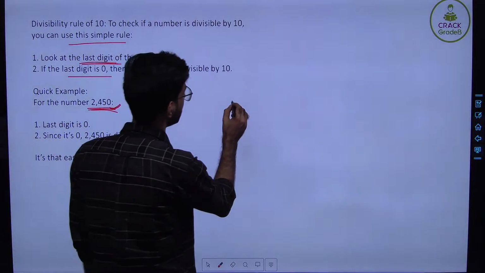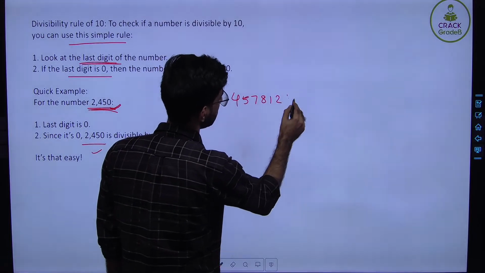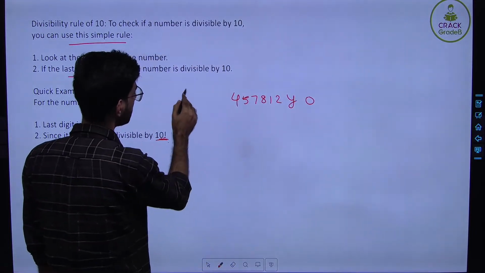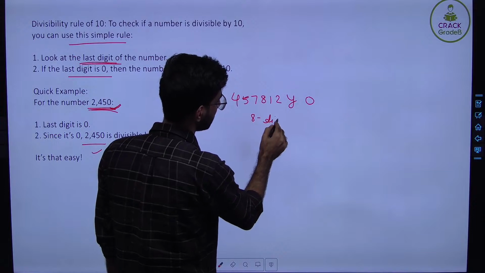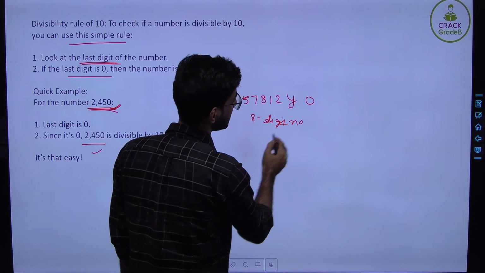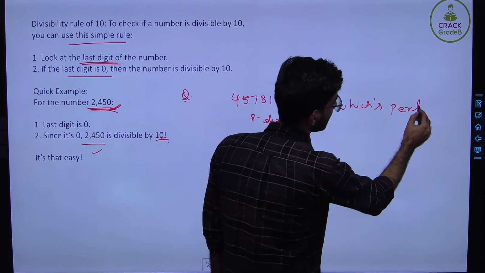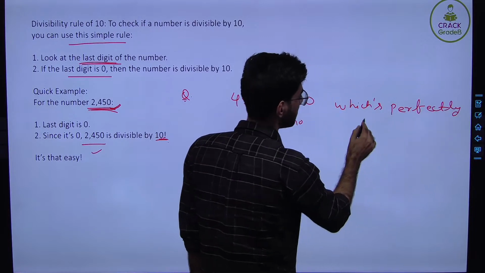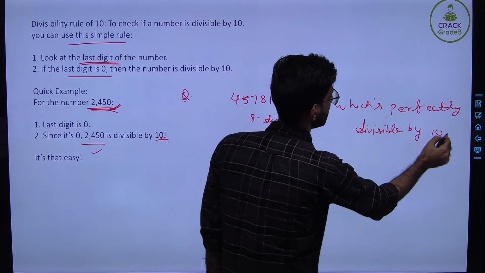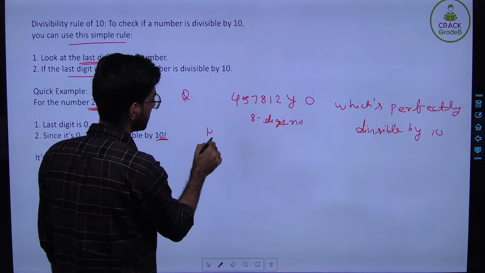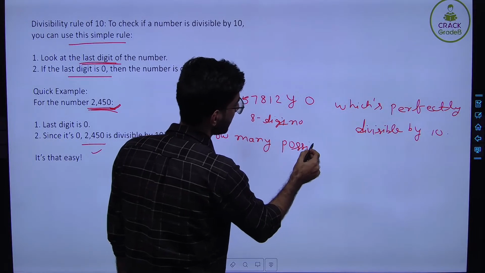Now if I am giving you a simple question, 457812y0. It has been given that there is an 8-digit number, which is perfectly divisible by 10. You will have to answer how many possible values.